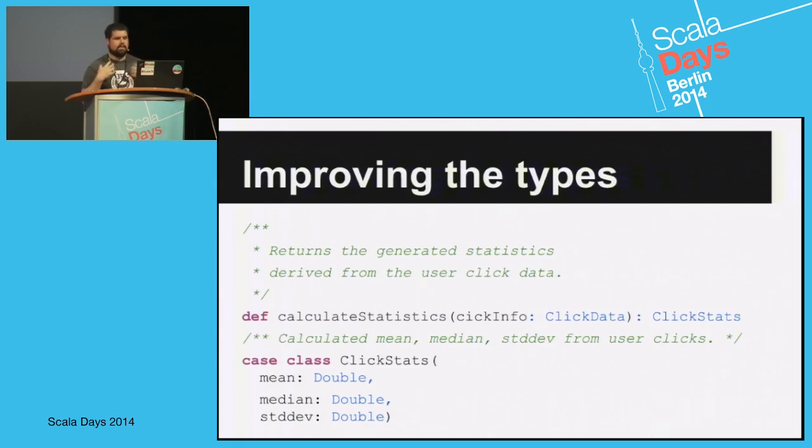Okay, so let's start improving the types. The first thing we can do is, instead of returning raw doubles, we can create a class called ClickStats that has mean, median, and standard deviation in the class. And now I have a name that's associated with the type, and I can kind of guide people on how to learn about that thing.